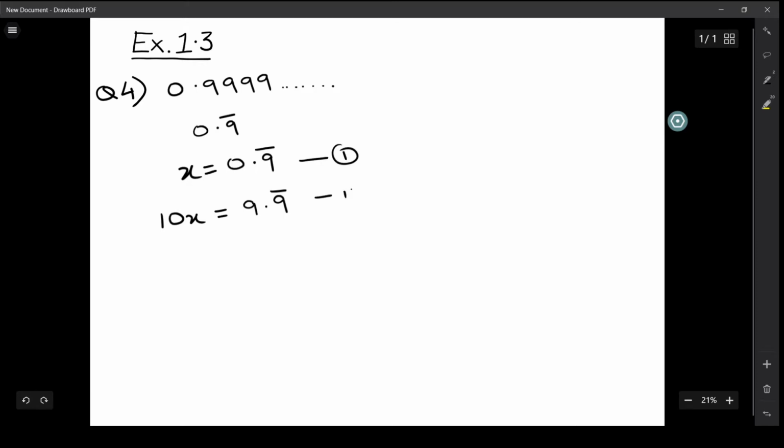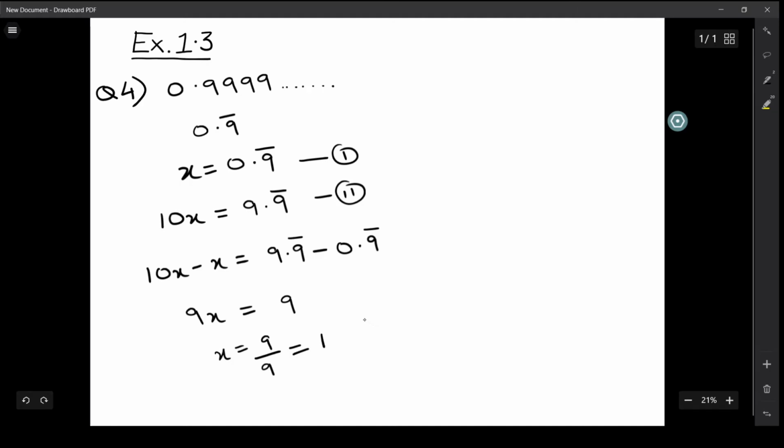This is what it will give me. This is my first equation. This is my second equation. I'll do equation 2 minus equation 1. This gives me 10x minus x on the left hand side, and 9.9 with the bar on the 9 minus 0.9 with the bar on the 9. I get 9x on the left hand side and 9 on the right hand side. x is equal to 9 divided by 9, which is actually 1.